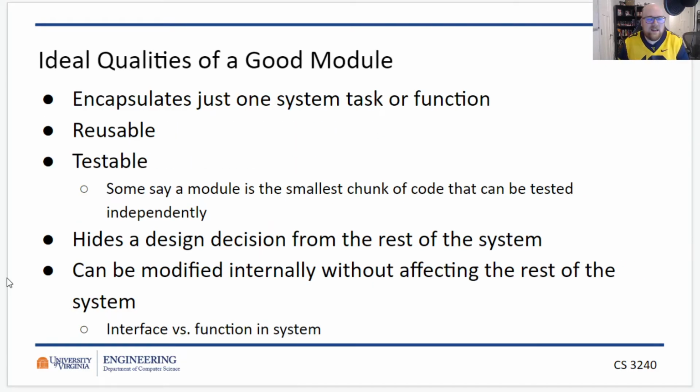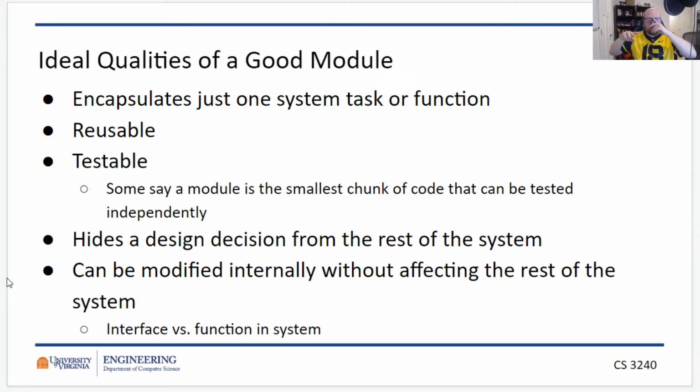So, ideas for what is a good module? It encapsulates just one system, task, or function. It does one thing. It explicitly focuses on a very narrow, specific thing. It is reusable, that is, it can be used in multiple parts of the system without negative repercussions. It is easily testable, and it hides design decisions from the rest of the system. We're going to talk about that as information hiding. And that is to say that it can be modified without affecting the rest of the system.